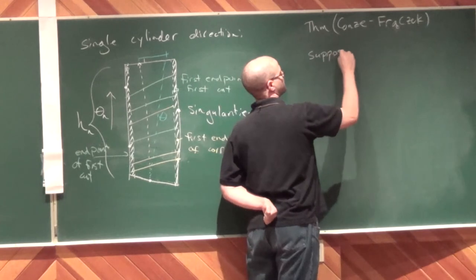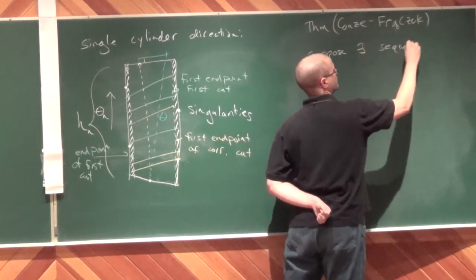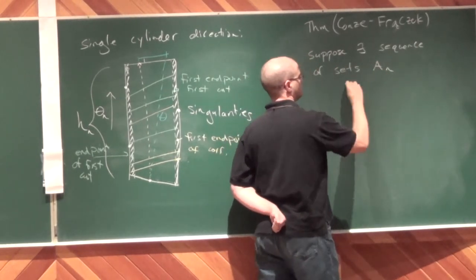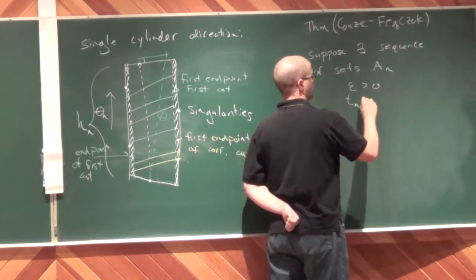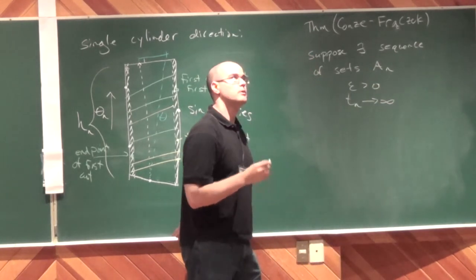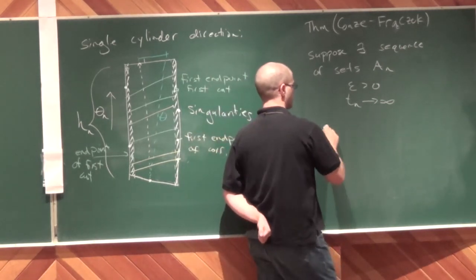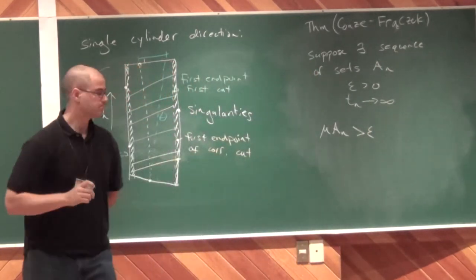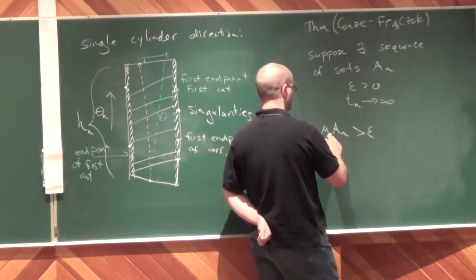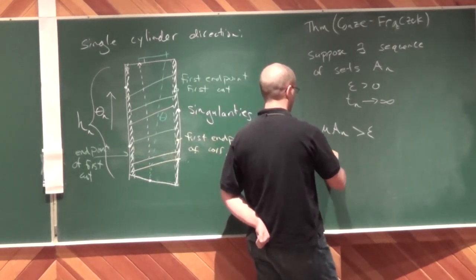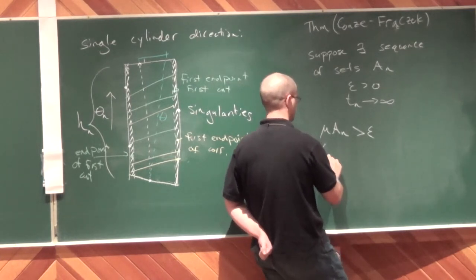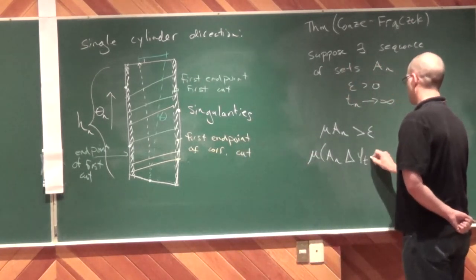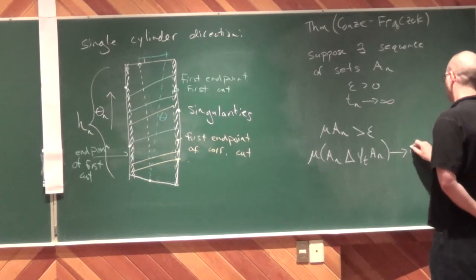Suppose there exists a sequence of sets An, an epsilon, which is positive, times Tn, which are going to infinity, so that the measure of all the An's is at least epsilon, so their measure is bounded away from zero. And the measure of the symmetric difference of An and phi t of An goes to zero for any fixed t.